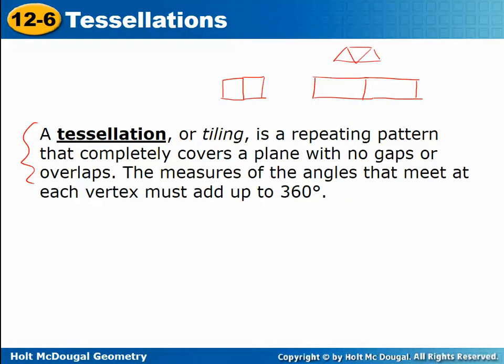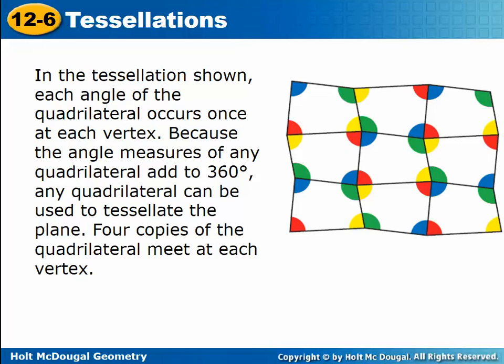If you look at the work of M.C. Escher, he used all kinds of really creative types of tessellations. In this one here, this is a tessellation. It's a quadrilateral that tessellates, and each angle of the quadrilateral occurs once at each vertex.